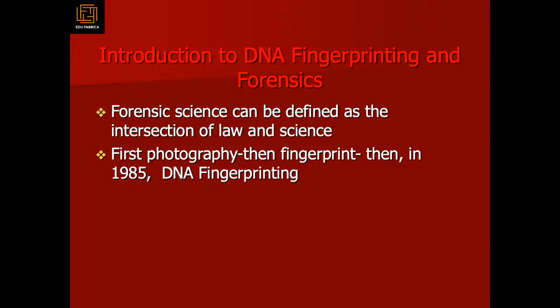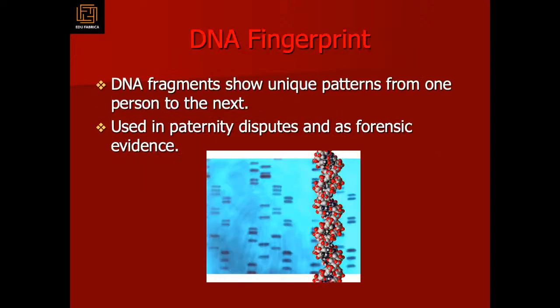So, introduction to DNA fingerprinting and forensics. Forensic science can be defined as the intersection of law and sciences. First photography, then fingerprints, then in 1985 DNA fingerprinting was identified. DNA fragments show unique patterns from one person to the next, used in paternity disputes and as forensic evidence.